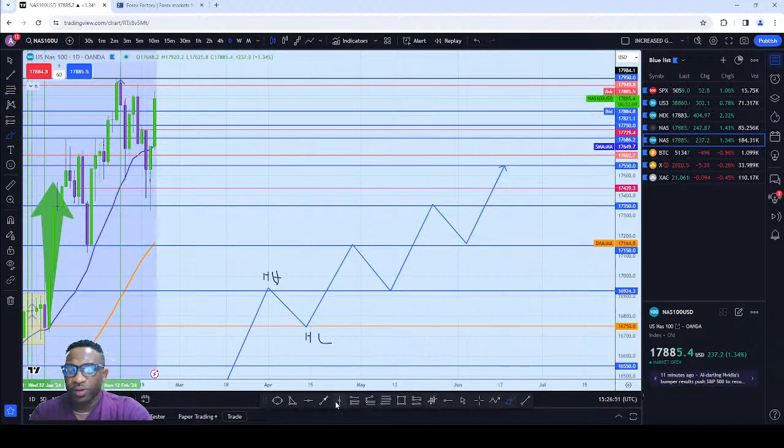And now I will do the opposite one, to also give us a picture of what we will look out for when there is a downtrend. Yeah, let me delete this one.